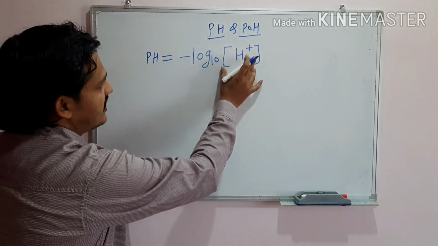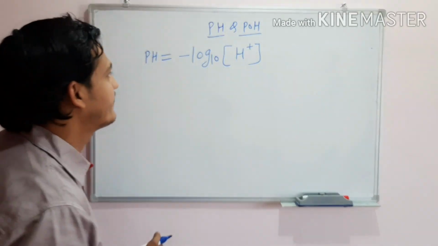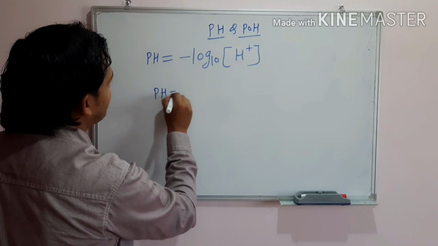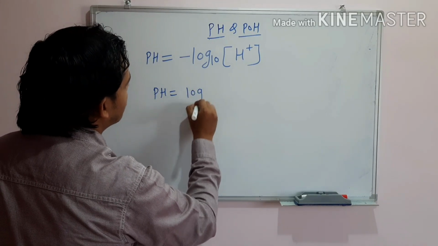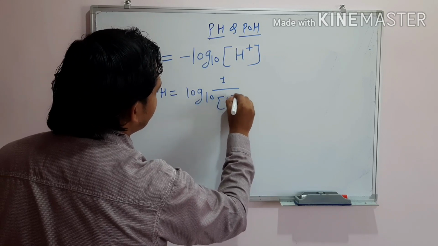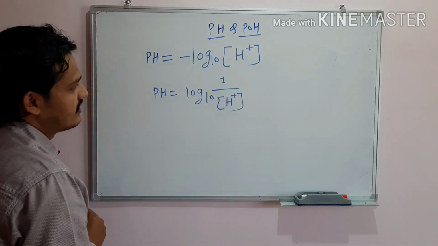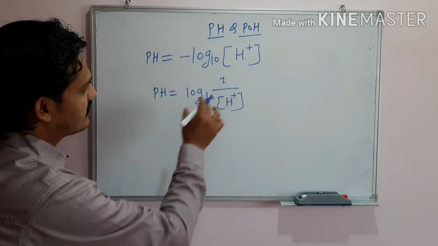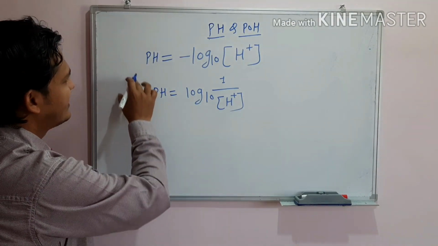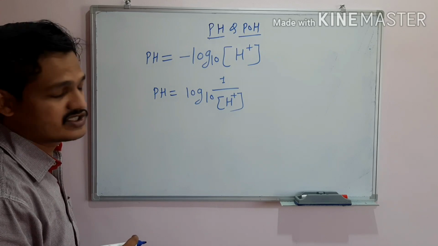Molar concentration is always expressed in square brackets. Okay, so alternative formula of pH is equal to log to the base 10, 1 upon molar concentration of H plus ion. Log to the base 10 1 upon molar concentration of H plus ion, because these two formulae are used to calculate the pH.